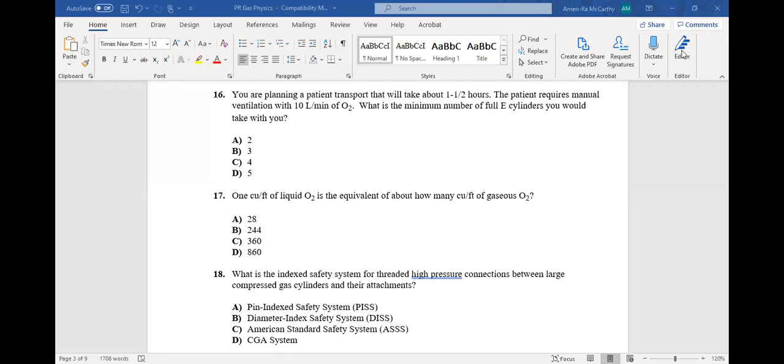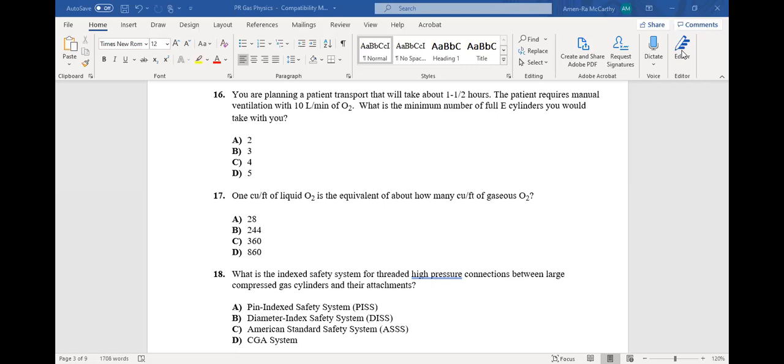2.2, excellent. The way to figure that one out, if you weren't sure, is you just take 1 full E cylinder: 2,200 times 0.28 divided by 10, because they're on 10 liters. That gave you about 1.02 hours, right? So if it's a 1.5 hour trip, you're going to need at least 2 tanks.